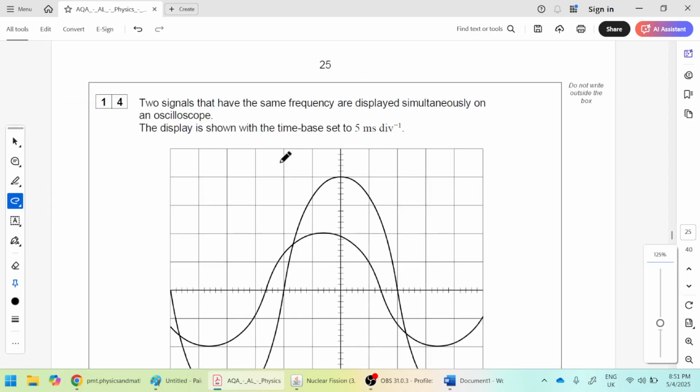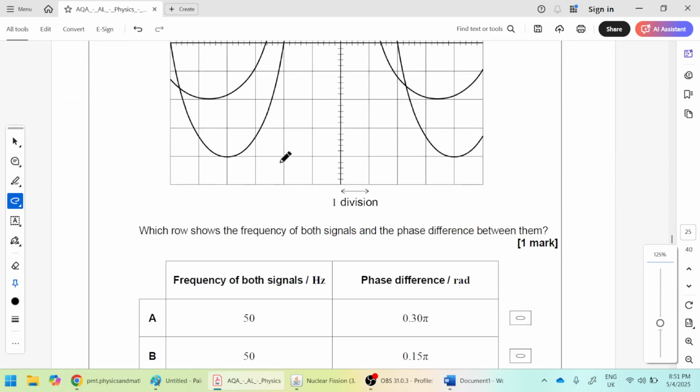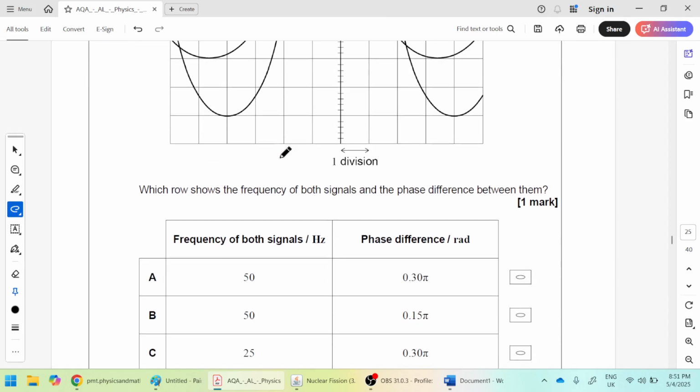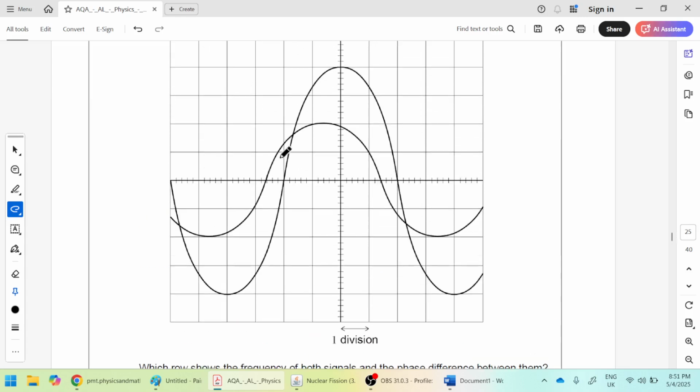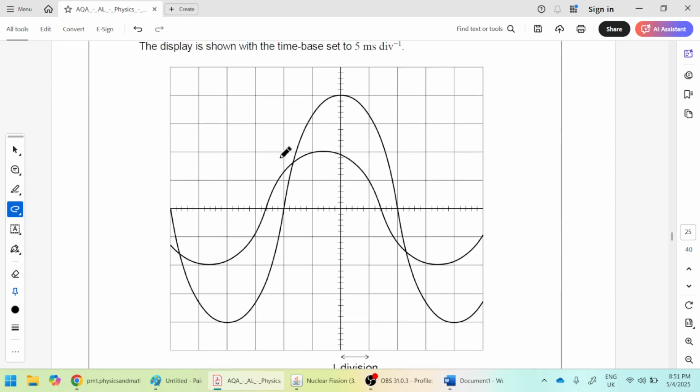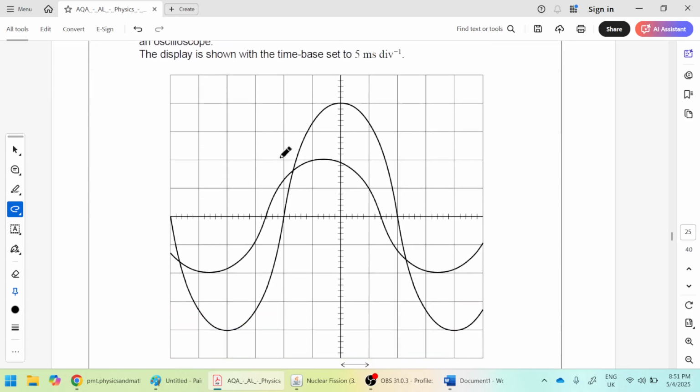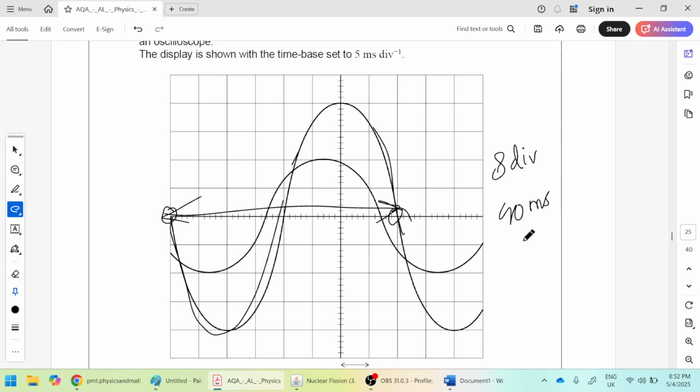Two signals have the same frequency simultaneously on the oscilloscope. Which one shows the frequency of both signals and the phase difference between them? Frequency we figure out using time period, because the x-axis is time. Looking at this curve over here, the time is from here to here, which is 1, 2, 3, 4, 5, 6, 7, 8 squares, 8 divisions. If each division is 5 milliseconds, 8 times 5 is equal to 40 milliseconds.